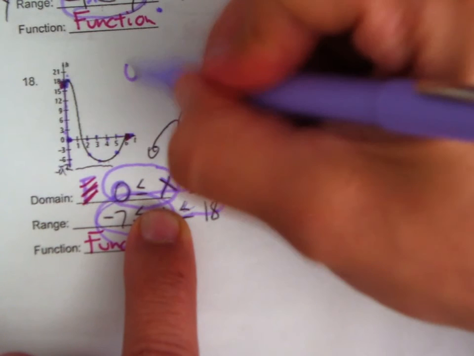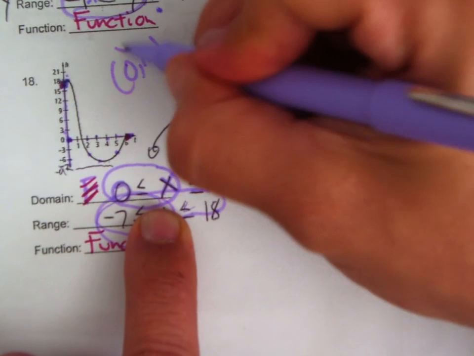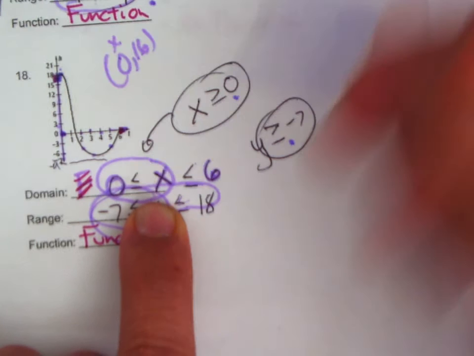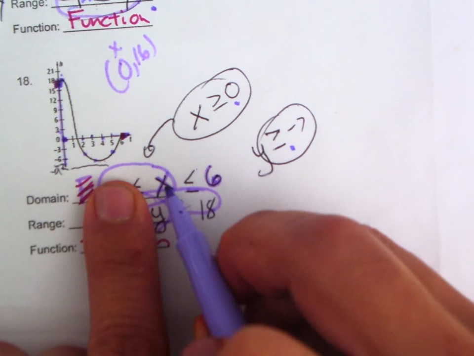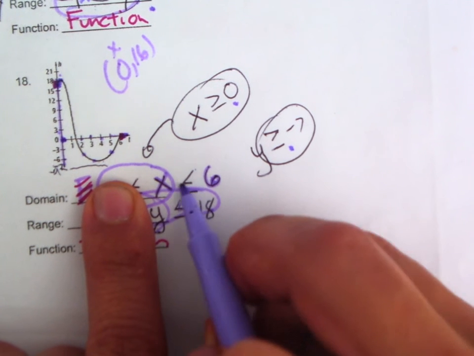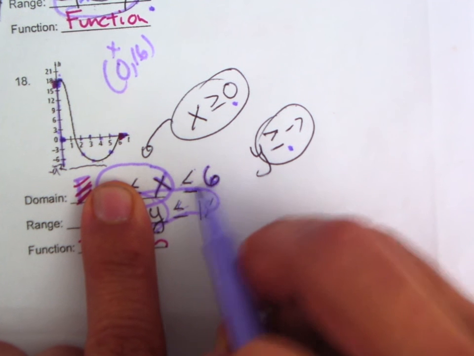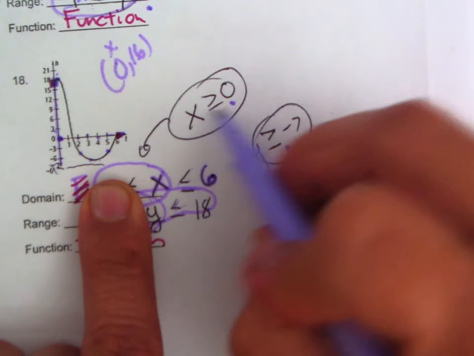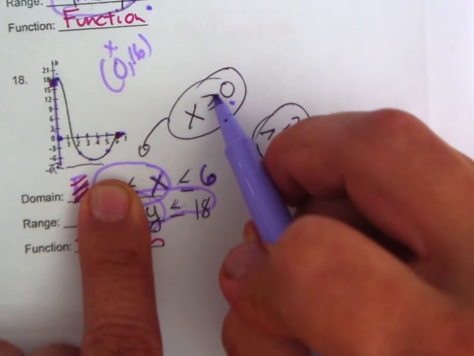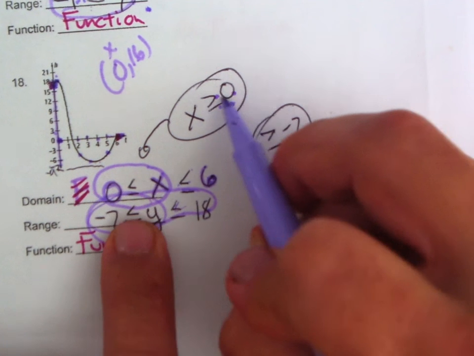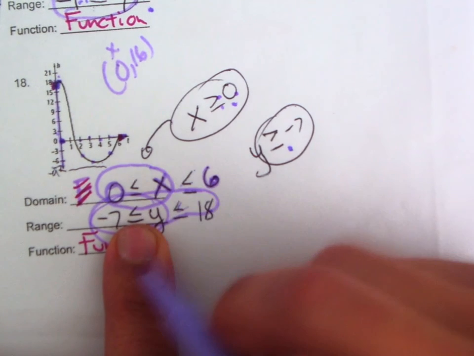So your x, like 0 comma 16, we're looking at the x only. So 0. I want all the x's that are less than or equal to 6, but that are also greater than or equal to 0. So flip the inequality, and it looks like that.